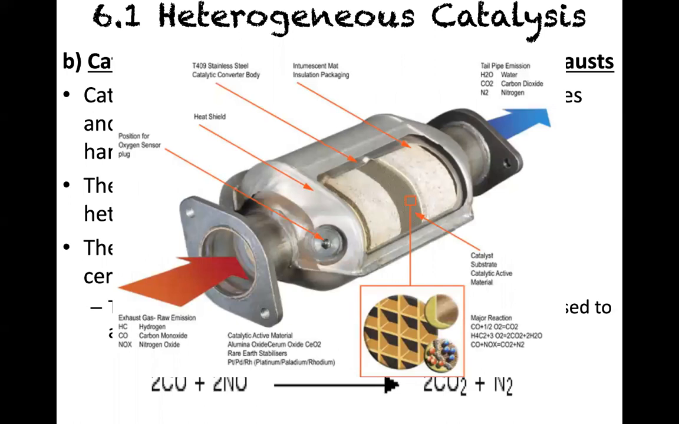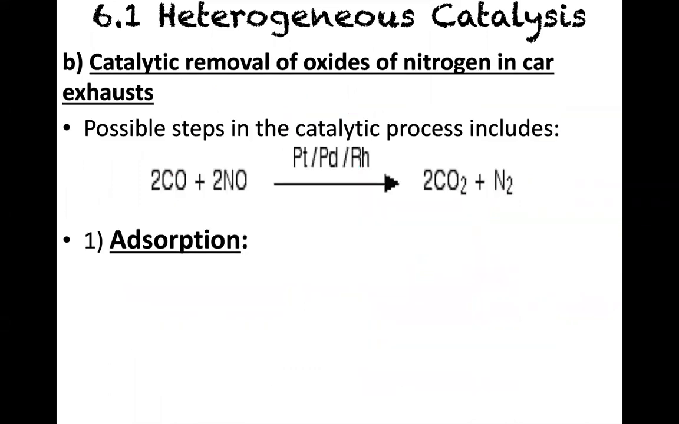This is how it looks like. I've not seen an exhaust car, but this is the honeycomb structure that I was talking about, okay? The honeycomb structure, this is where you have deposits of your transition metal. So that's where your carbon monoxide gas and nitrogen oxides will adsorb themselves onto the surface of the catalyst.